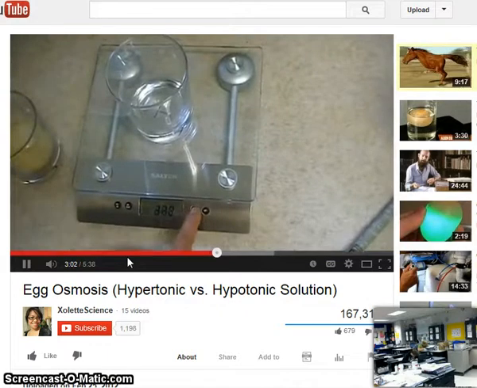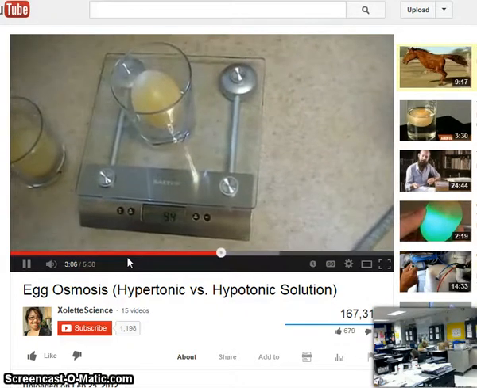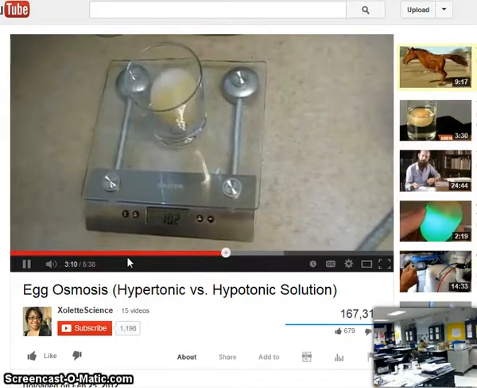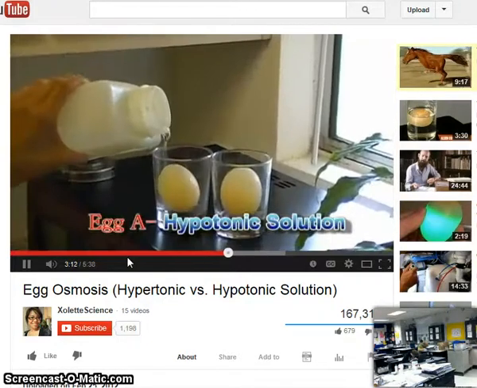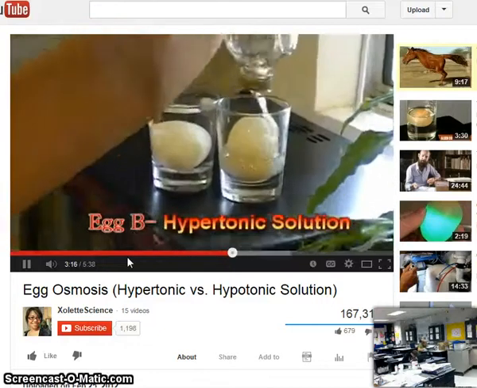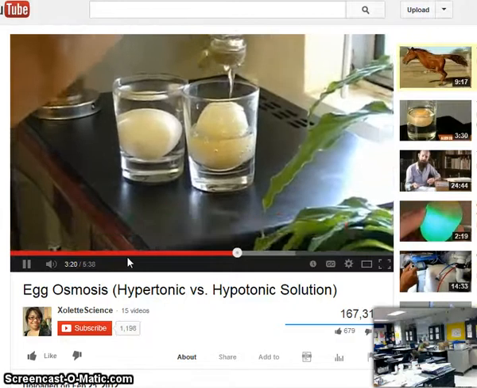Before starting our experiment, we will first mass our egg using a scale. Egg A has a mass of 94 grams. Egg B has a mass of 103 grams. Egg A we will place in a hypotonic solution, water. Egg B we will place in a hypertonic solution, thick and sugary corn syrup.